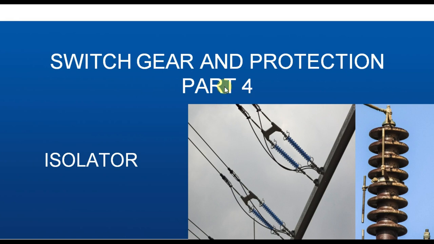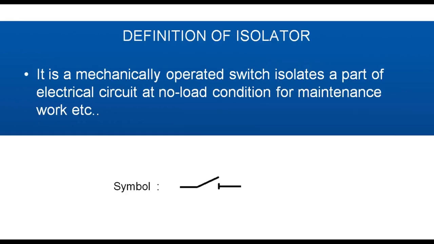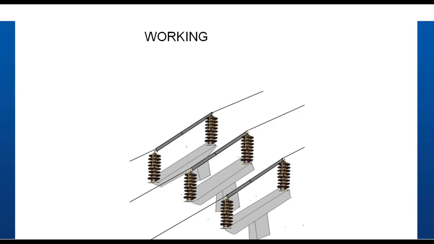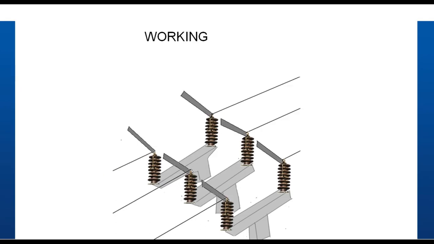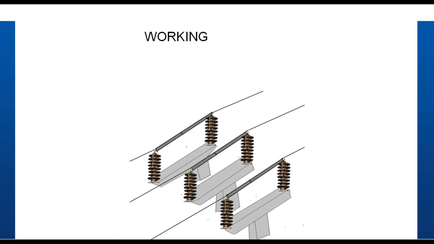Part 4. Isolator. Definition of isolator. It is a mechanically operated switch that isolates a part of an electrical circuit at no load condition for maintenance work, etc. The symbol is given below. The working is shown in the below animation. We can see it as a mechanically operated switch that isolates the given 2-3 phase lines.